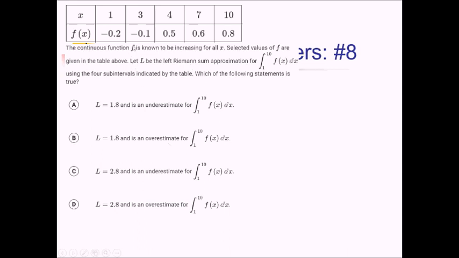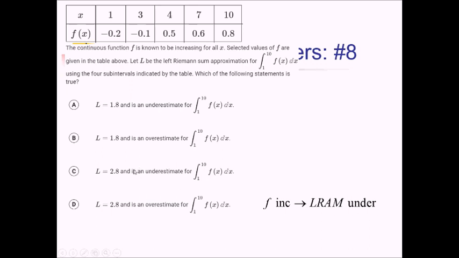They told us that this was an increasing function. Well, we know that LRAM is going to underestimate increasing functions. You're always under the curve as your function increases. So because LRAM is under for increasing functions, that means we're going to have to pick an answer choice that says underestimate. So either A or C.